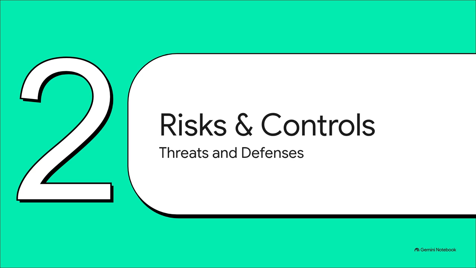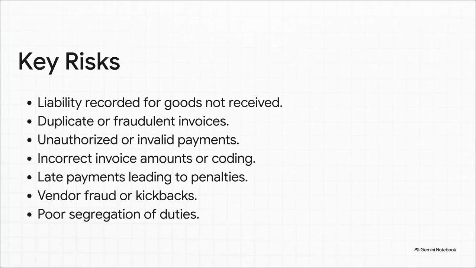Moving right along, let's look at the antagonists of our audit and the weapons we use against them. 2. Key risks, and 3. Key controls. First, 2. Key risks. Listen closely, because these are the things that can devastate an organization if they aren't caught. Liability recorded for goods or services not received, duplicate or fraudulent invoices, unauthorized or invalid payments, incorrect invoice amounts or coding, late payments leading to penalties and loss of discounts, vendor fraud or kickbacks, and, of course, poor segregation of duties. These are absolute organizational killers.